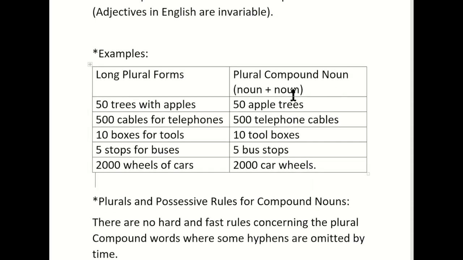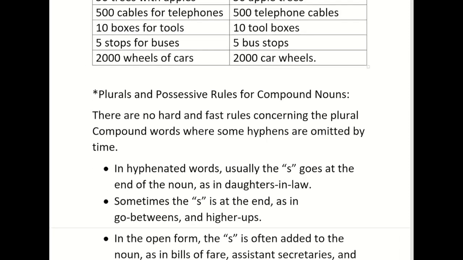Examples. Long plural forms versus plural compound nouns, noun plus noun: 50 trees with apples, 50 apple trees. 500 cables for telephones, 500 telephone cables. 10 boxes for tools, 10 tool boxes. 5 stops for buses, 5 bus stops. 2000 wheels of cars, 2000 car wheels.